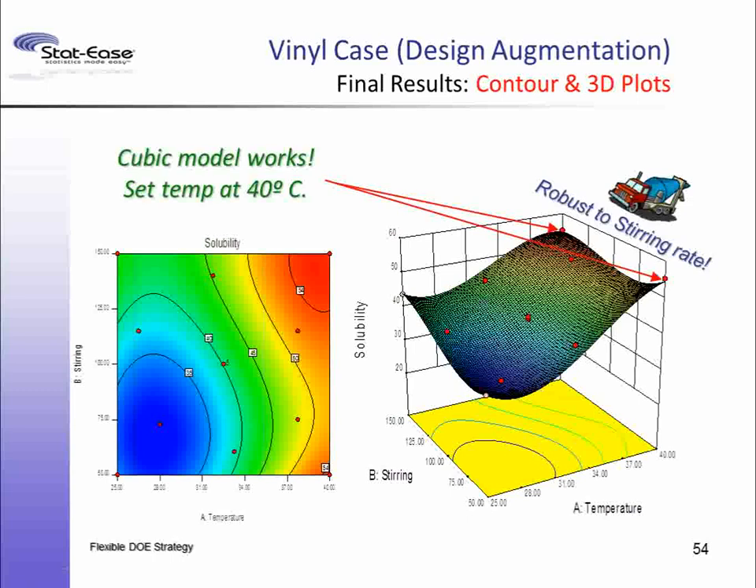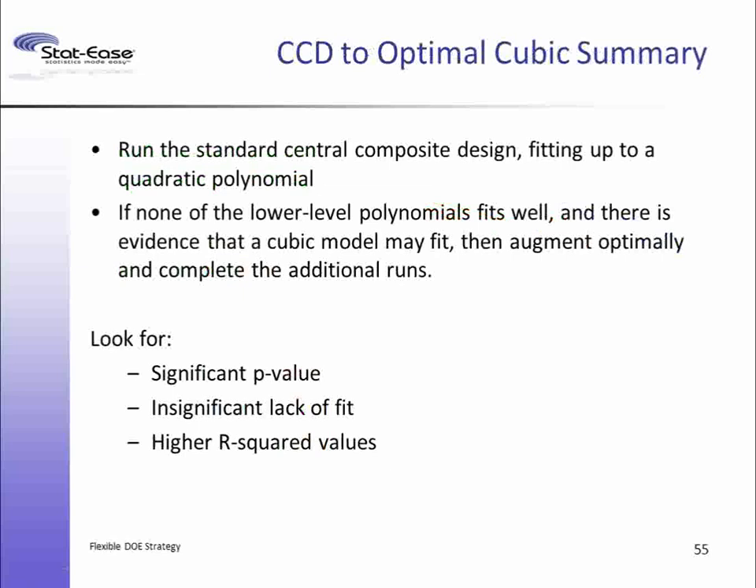So that rounds out this particular example. And as I said, you can do this with mixture designs as well. So when we go from the central composite design to an optimal cubic design, we start by running that standard central composite. We fit up to a quadratic polynomial. If none of the lower level polynomials fit well, and there has to be evidence that a cubic model might fit, then we can augment with the optimal augmentation and do the extra runs. You want to look for a significant p-value, insignificant lack of fit, and higher r-squared values to really justify the additional work that you could do.